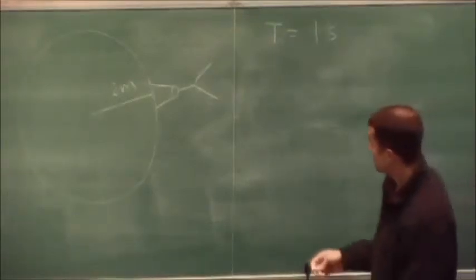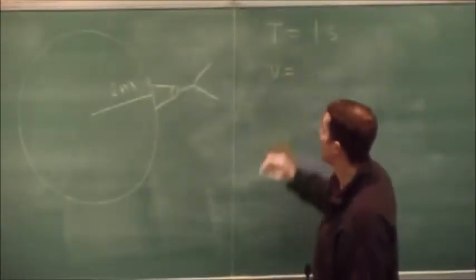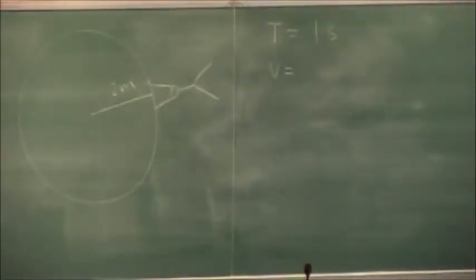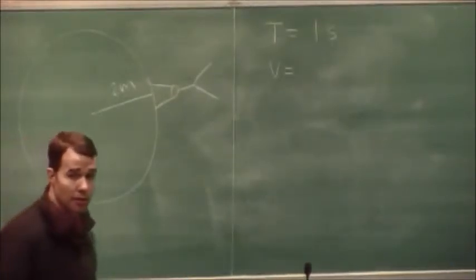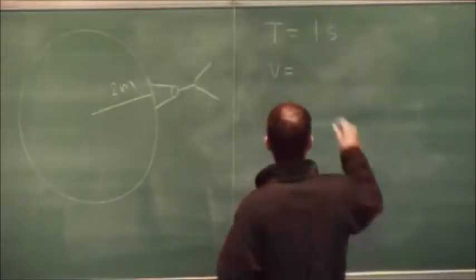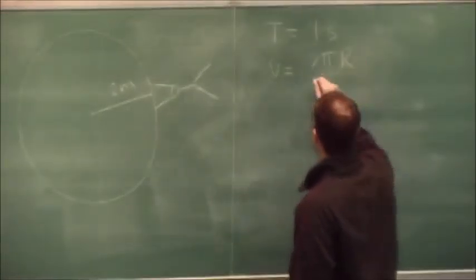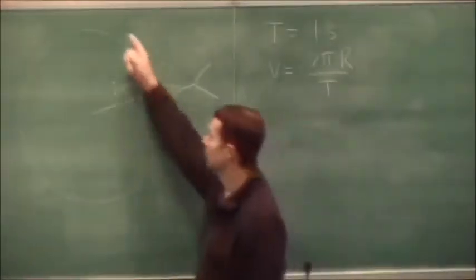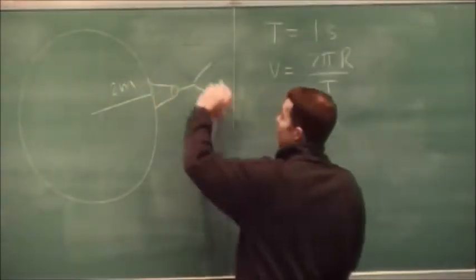But okay, so what is the magnitude of the velocity? We're not interested right now in the direction, just the magnitude of the velocity. How would I find that? Okay, good. How do you find the circumference of a circle? 2 pi r. So the velocity is just going to be 2 pi r divided by T. It's just the circumference of the circle divided by the time it takes to go around.